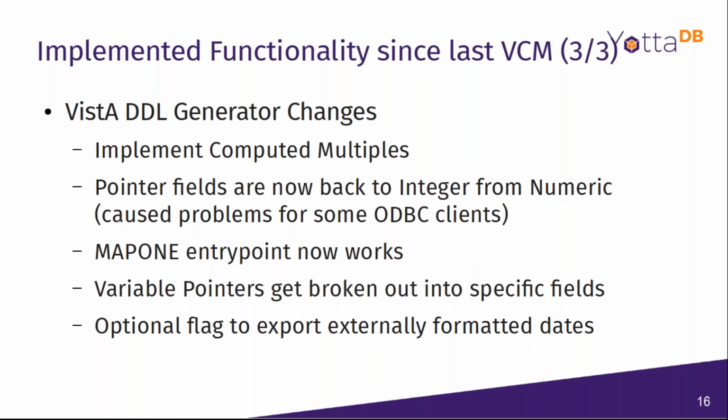This one is a big change because it has been requested many times. Variable pointers now get broken out into specific fields. The big variable pointer is the order file. The problem is we still do not index that specific field because it's considered an extract field, and we don't index extract fields. Not for any good reason, to be honest, but that's how we implemented it. And we obviously have issues to work on that at some point.